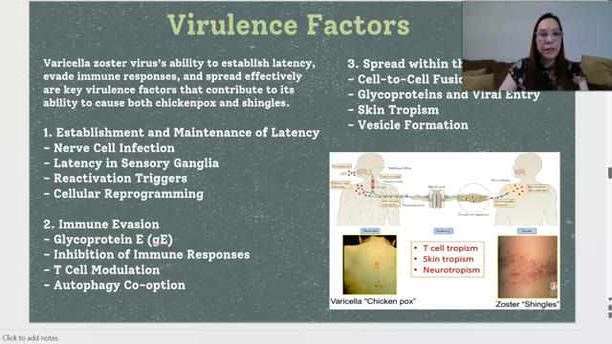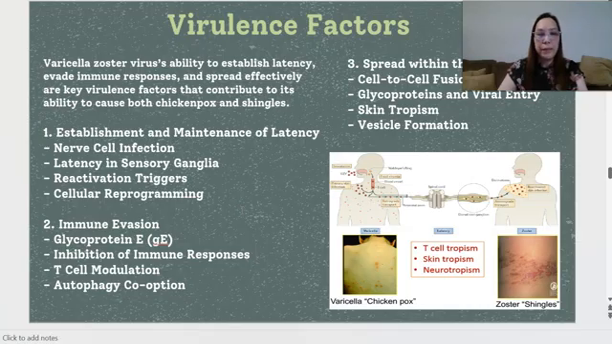Second is the immune evasion. The virus has proteins like glycoprotein E that help it avoid being attacked by the immune system. It can inhibit immune responses and manipulate T cells, which are important to immune defenses. It uses cell processes to survive and replicate.